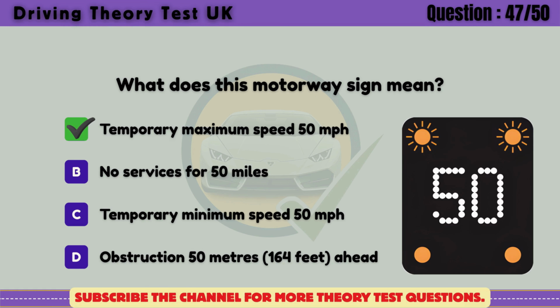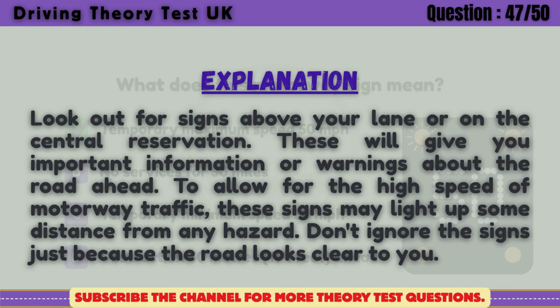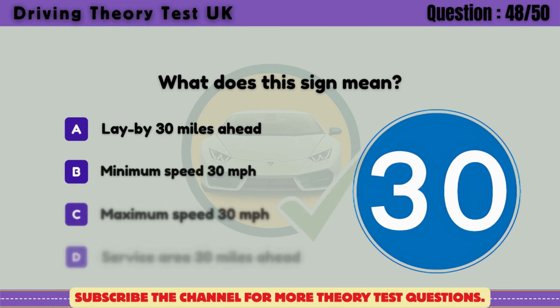Answer is A. Temporary maximum speed 50 miles per hour. Look out for signs above your lane or on the central reservation. These will give you important information or warnings about the road ahead. To allow for the high speed of motorway traffic, these signs may light up some distance from any hazard. Don't ignore the signs just because the road looks clear to you. Question 48. What does this sign mean?